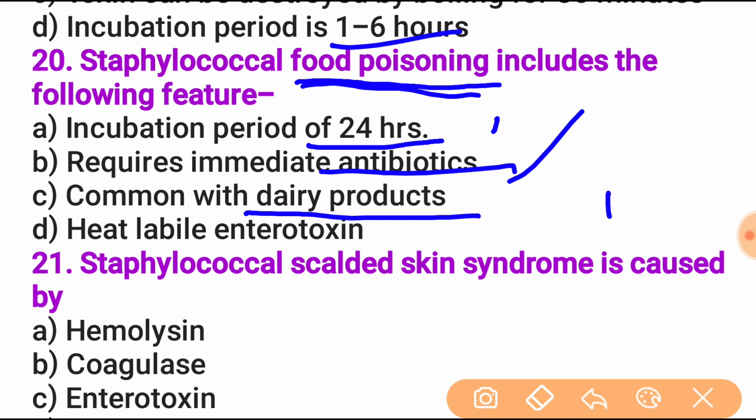and salad, potato salad, which all contain Staphylococcus growth. So dairy products are common in Staphylococcus food poisoning. So this is right. Heat labile enterotoxin: this is not heat labile, it is heat stable enterotoxin. So the right answer is common with dairy product.